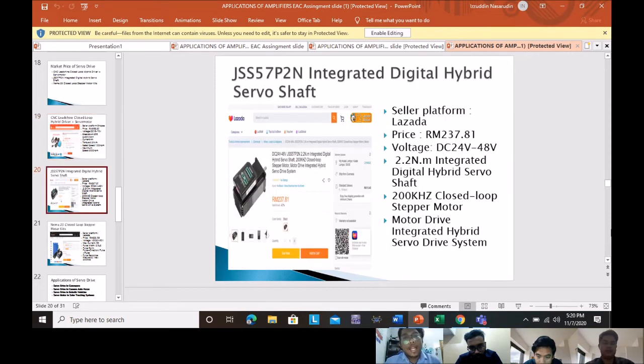Next is the JSS 57B2N integrated digital hybrid servo shaft. The seller platform is Lazada, and the price is RM 237 and 51 cents, and the voltage is DC 24 to 48. It has a 0.2 meter integrated digital hybrid servo shaft, a 200 kilohertz closed loop stepper motor, and a motor drive integrated hybrid servo drive system.